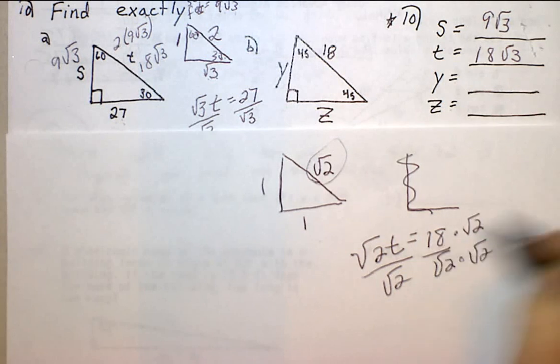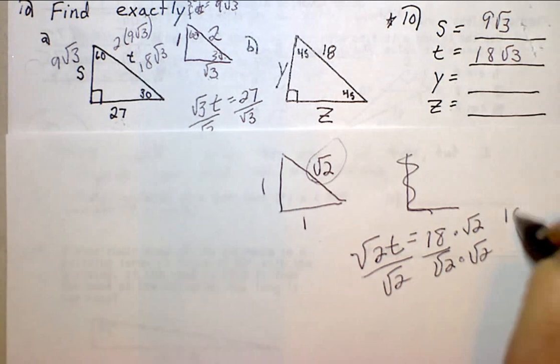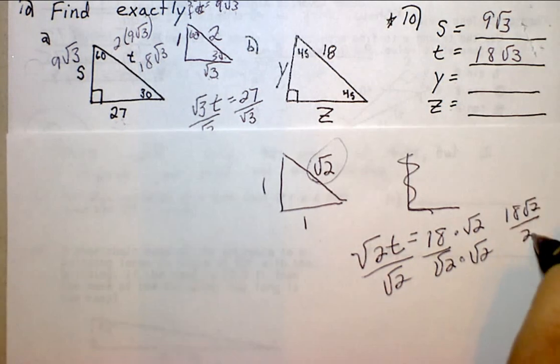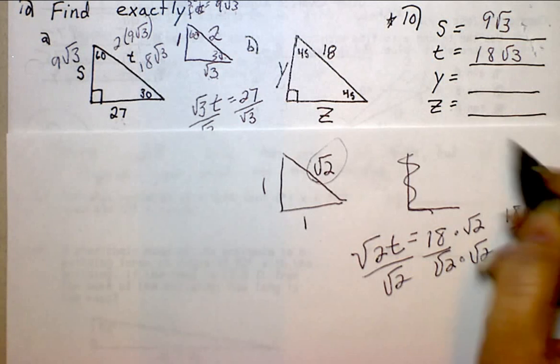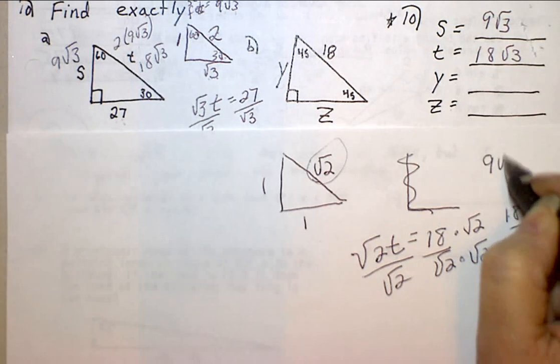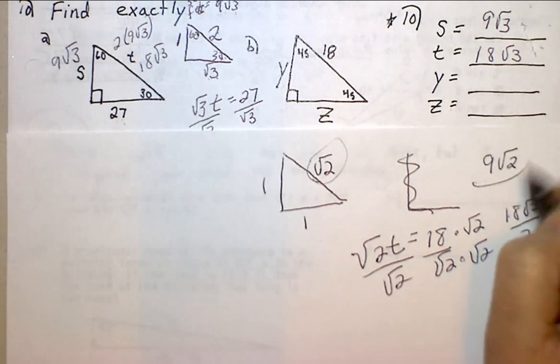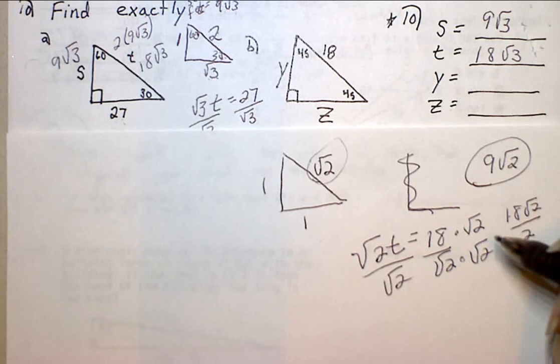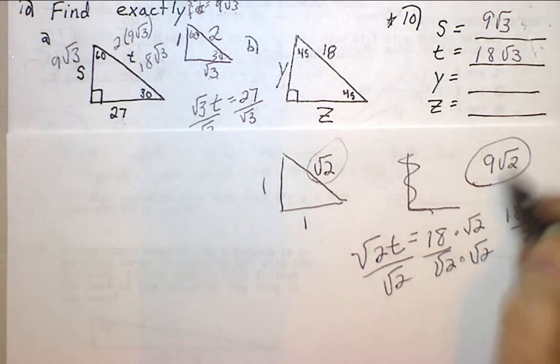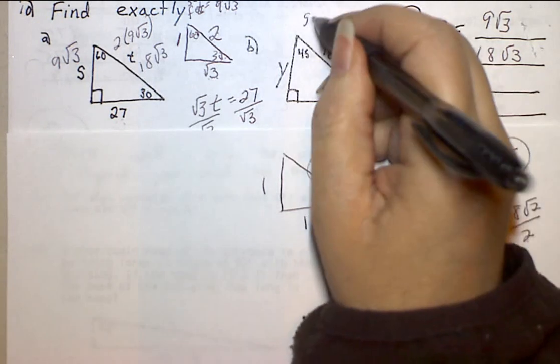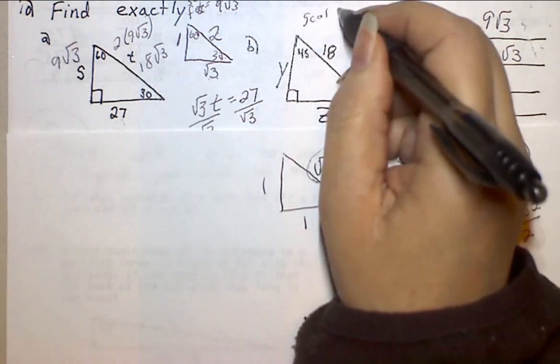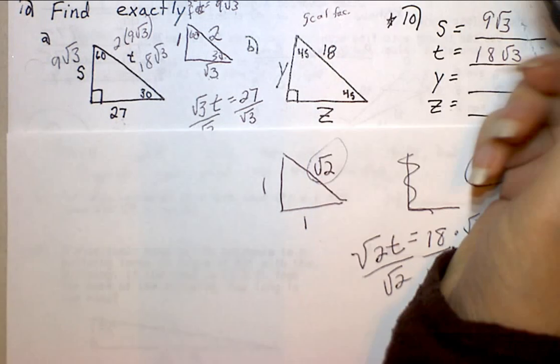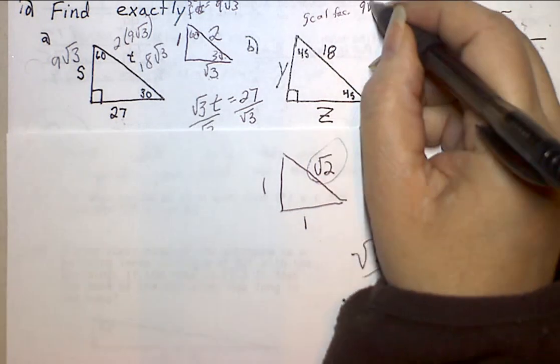So on the top, I have 18 square root of 2 over 2. Well, 18 divided by 2 is 9. So 9 square roots of 2. 9 square roots of 2 is my scale factor. So my scale factor on this one was 9 square roots of 2.